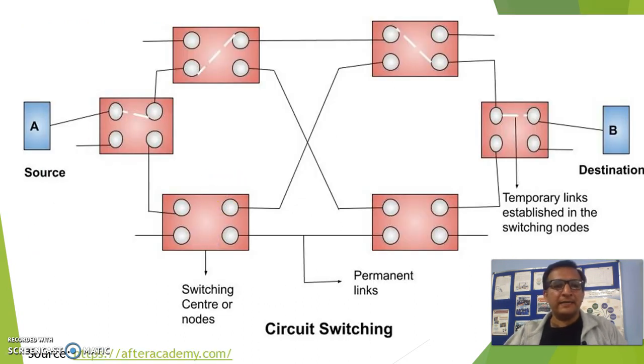So here we can understand the data transmission through the circuit switching technique. Here A is the source and B is the destination, and we can see a clear circuit established. A path is established first and then the data is transferred. So it's like that through various switching centers.